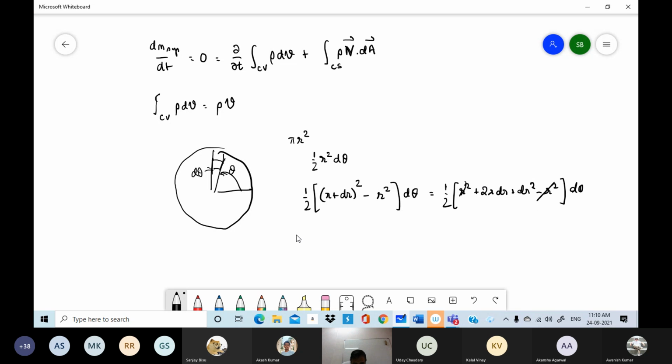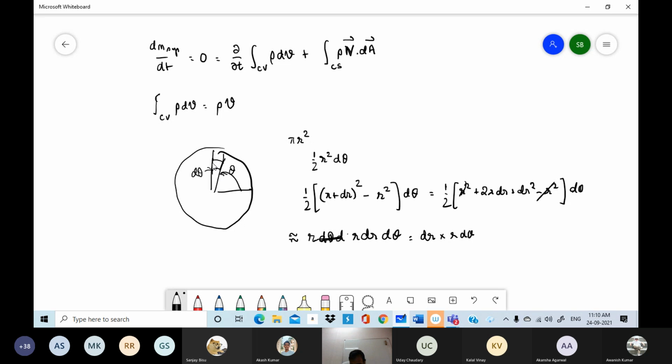This cancels with this. So to leading order, if I assume that dr is small, then in the limit dr going to small, this would be negligible compared to this. So I can approximate this as r dr d theta, which I can write as dr into r d theta. So it's as if it's a rectangular element with one side dr and the other side r d theta.